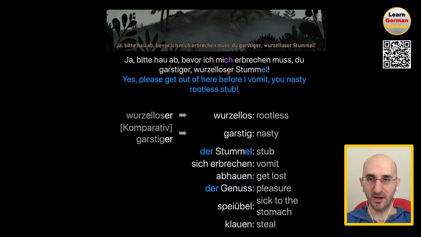Now the ERs are because he's talking about Stummel. And you can see here Stummel ends with EL. This is why it's masculine. And because we have a masculine noun and we have the nominative case, which is equivalent to the subject, you have to add an ER. So the ER is added to masculine nouns.